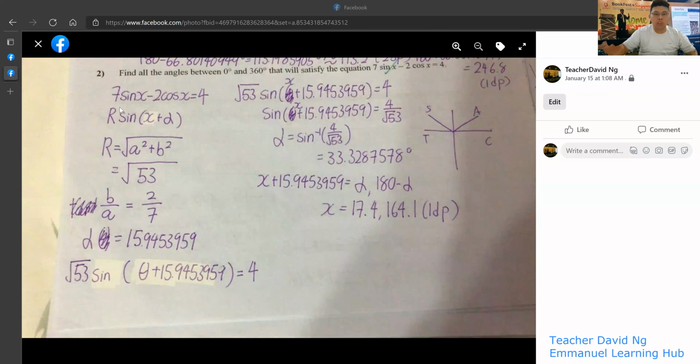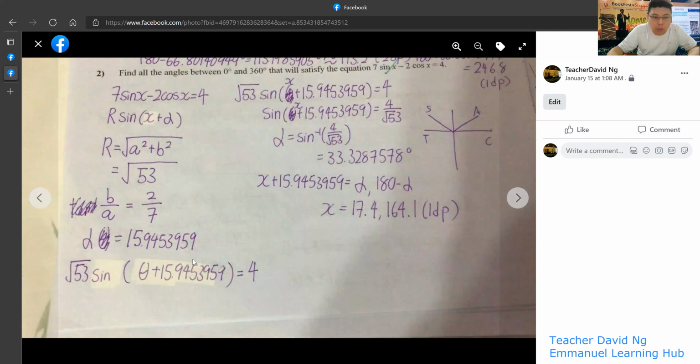Okay, this is the question that's originally taken from Facebook. Because there isn't any more space for me to write, I repost this question on my Facebook page, and I cut out just the question without showing you this part of the working. I've mentioned to the parent that he should use R sine x minus alpha instead of plus alpha. The reason is because there is some negative here.